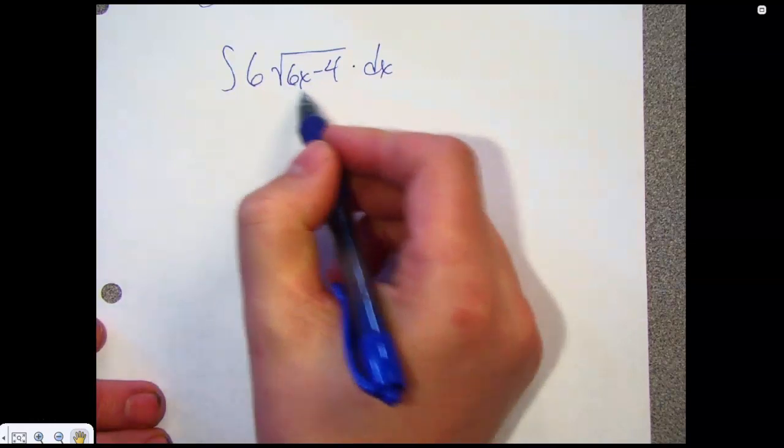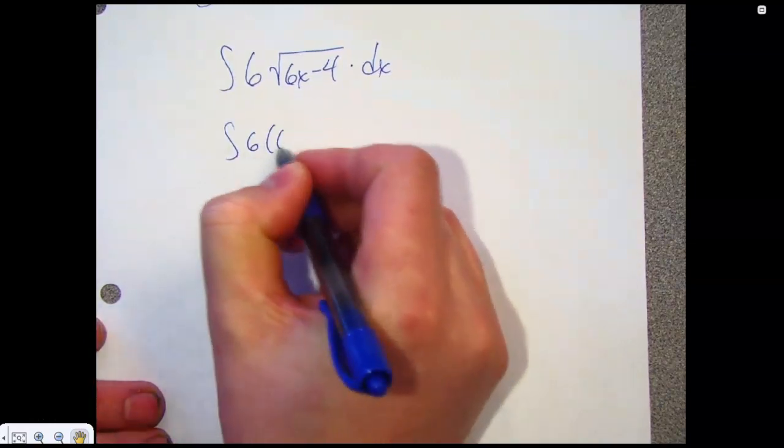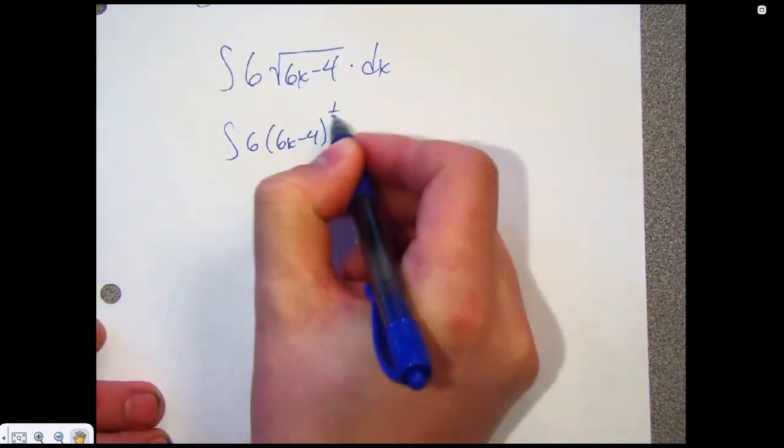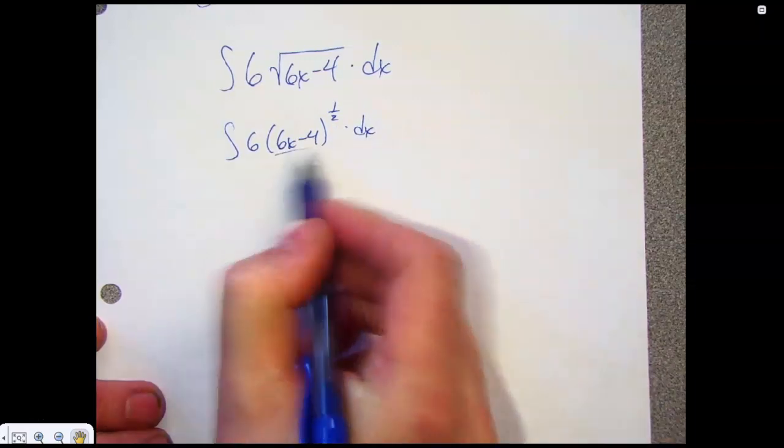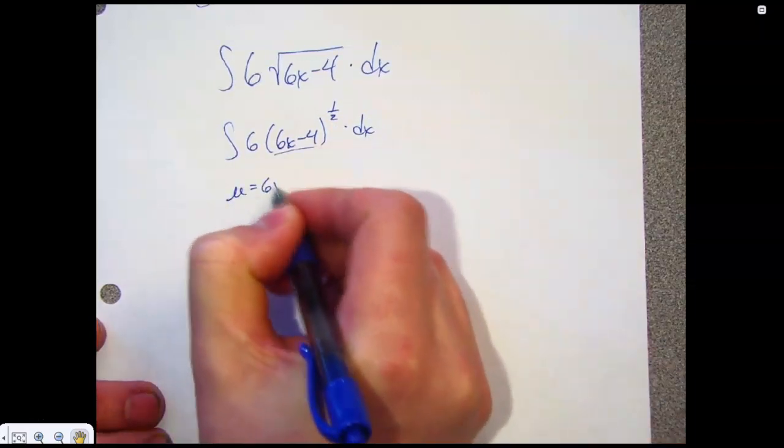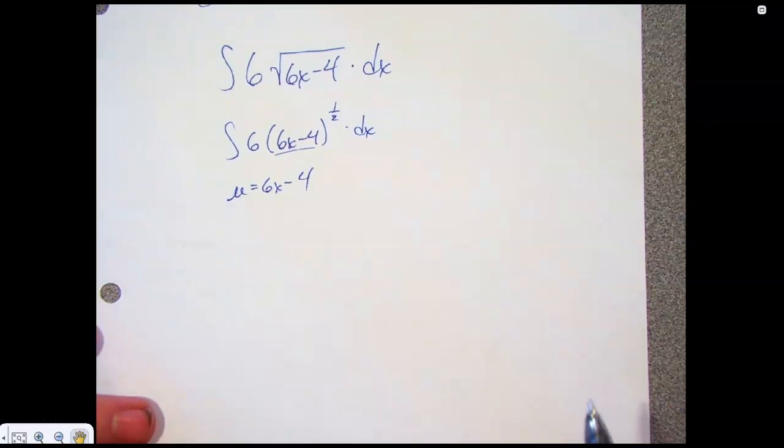Okay. So I would probably start by going, well, that's really 6x minus 4 to the 1/2. And then my little guy is the 6x minus 4. Is that part okay? Is it easy enough to figure out what the little guy is? For now. It does get harder when I start trading and ease and all that stuff.